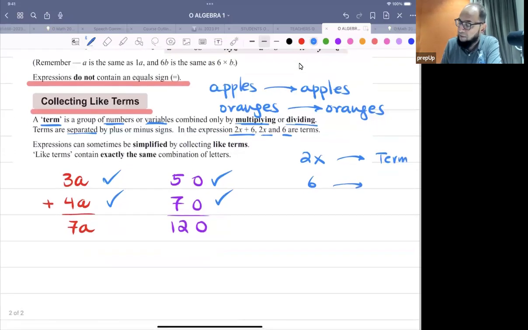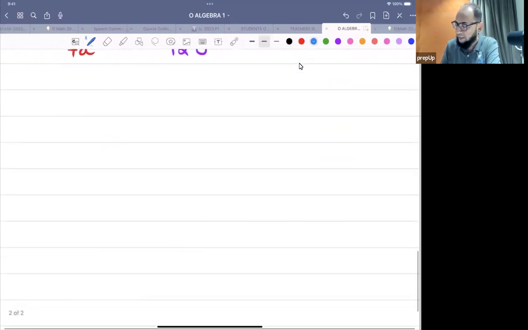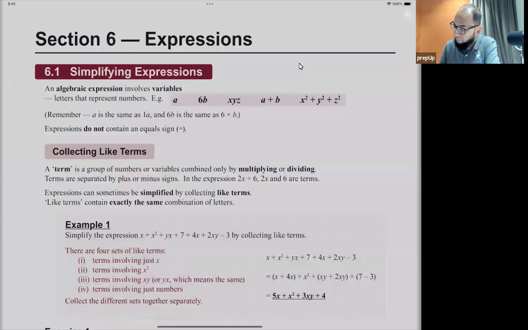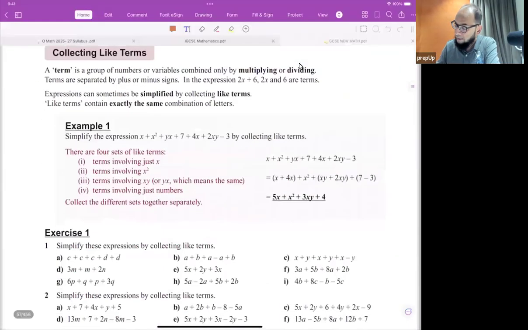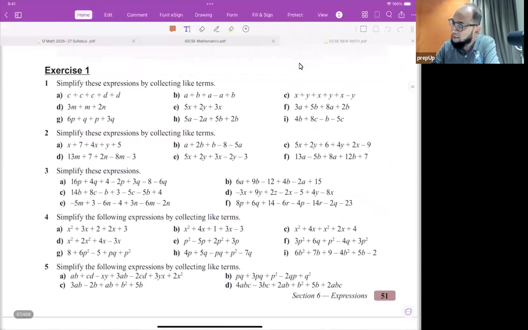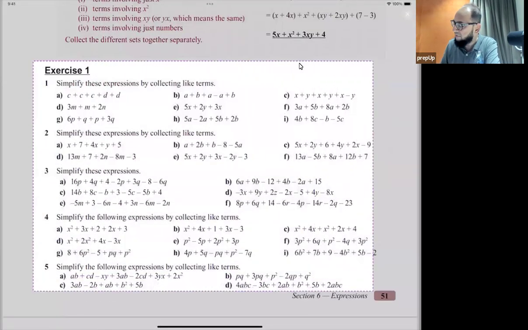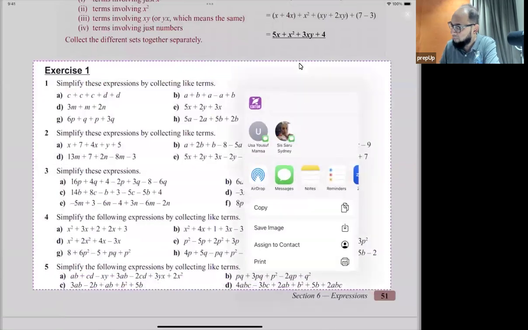Expression can sometimes be simplified by collecting like terms. Like terms contain exactly the same combination of letters. So A will be added to A, O will be added to O, and so on. That is the next basic thing. Now let me go to the book again. And let me just pick this exercise and just give you a simple idea. This is just a very basic exercise.